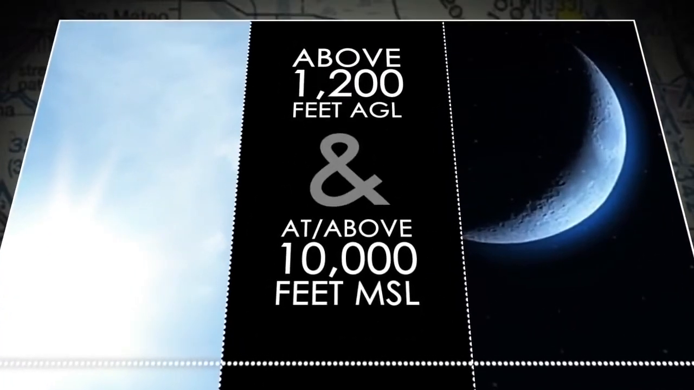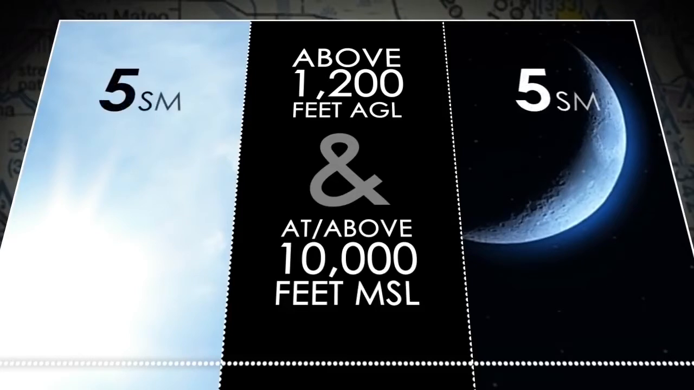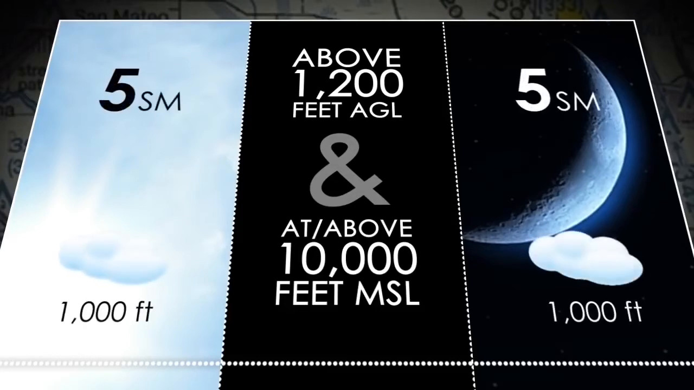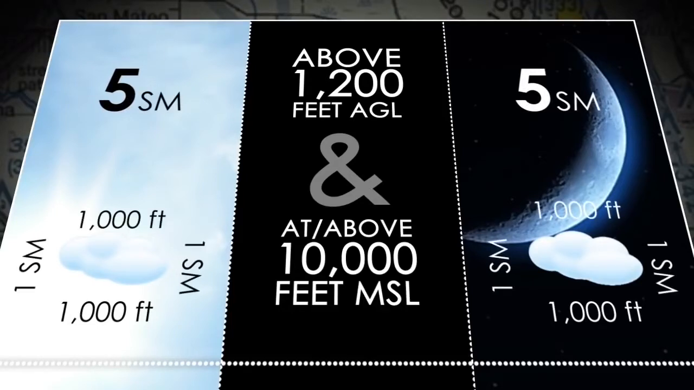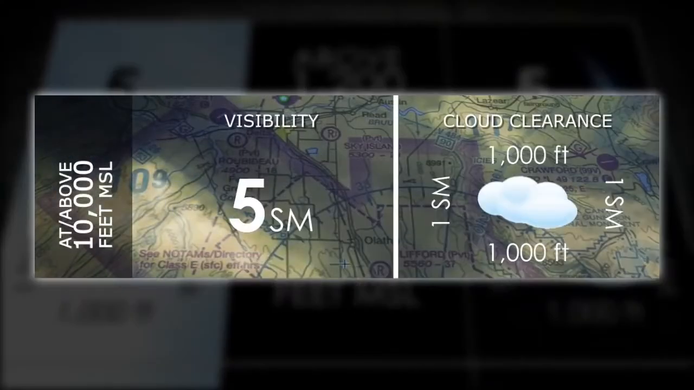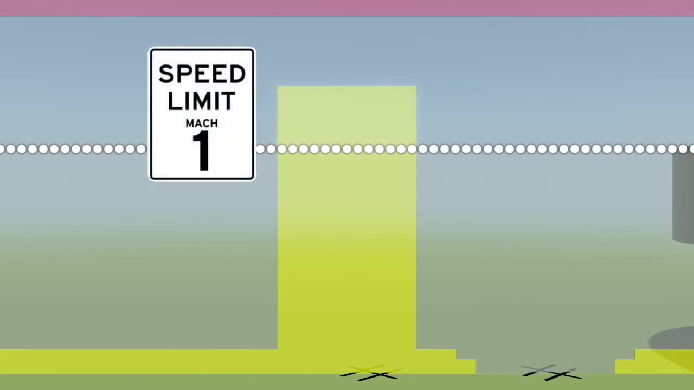When flying both above 1,200 feet AGL and 10,000 feet MSL, regardless of the time of day, the visibility must be at least 5 statute miles, and the cloud clearances are at least 1,000 feet below, 1,000 feet above, and 1 statute mile horizontally. This is the same requirement for Class Echo above 10,000 feet MSL. As previously stated, the maximum speed an aircraft can fly is 250 knots when below 10,000 feet MSL. There is no speed limit when at or above 10,000 feet, except to remain slower than the speed of sound.